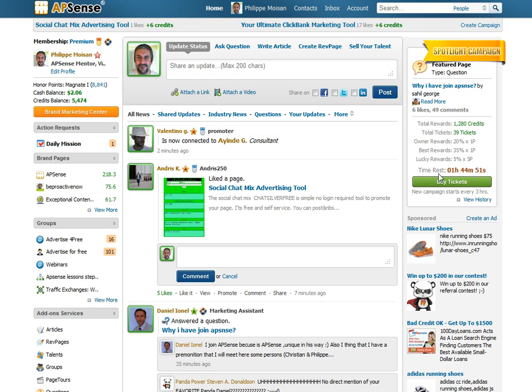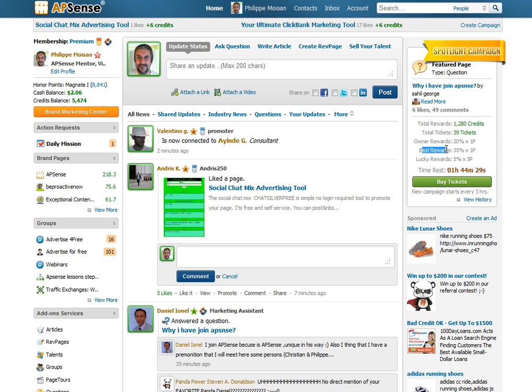And at the end of the campaign, at the end of the 3 hours, you can see here owner reward 20% multiplied by the total. What it means is that, let's say the total rewards would be 1,000 credits. So the person who created the page, here Sahil George, would get 200 credits, 20% of 1,000.